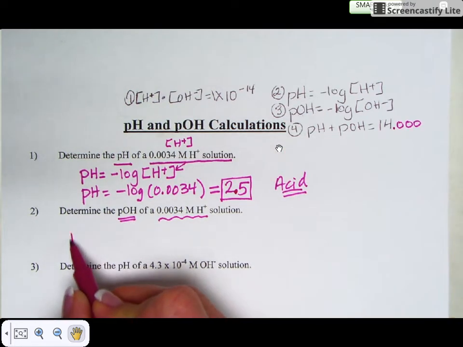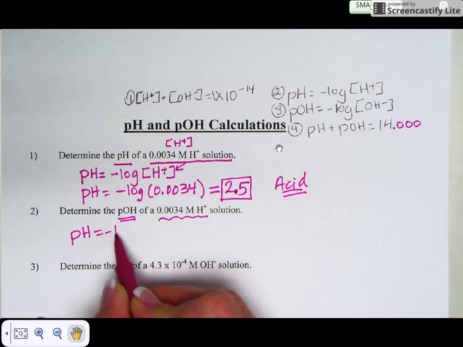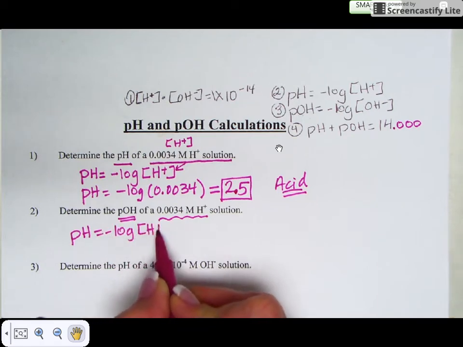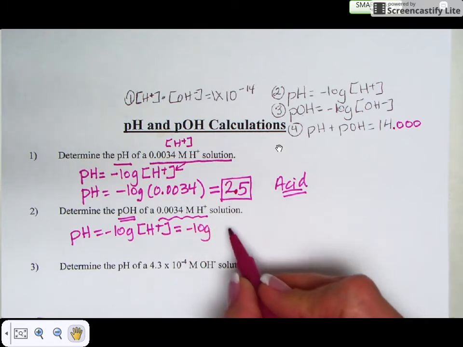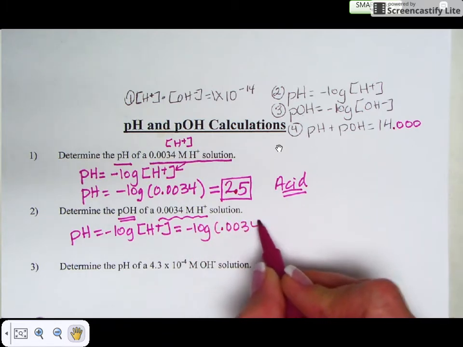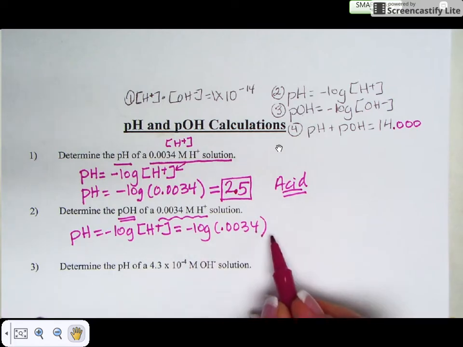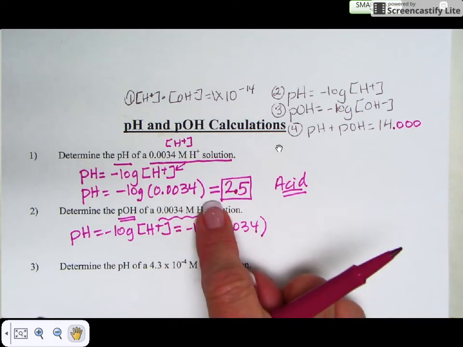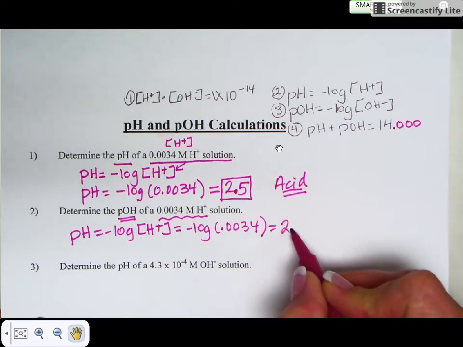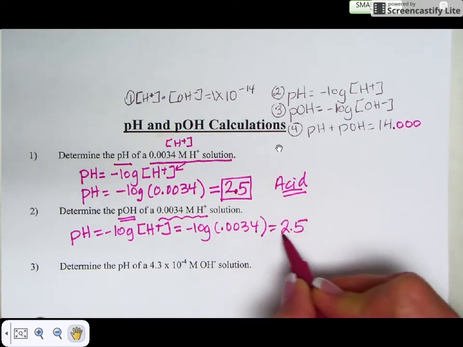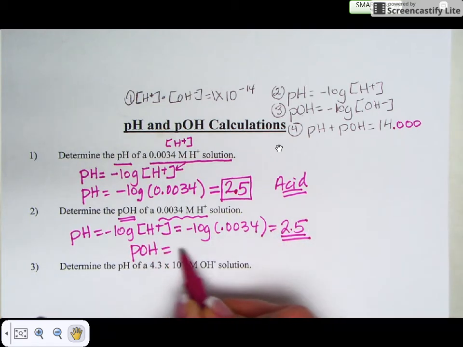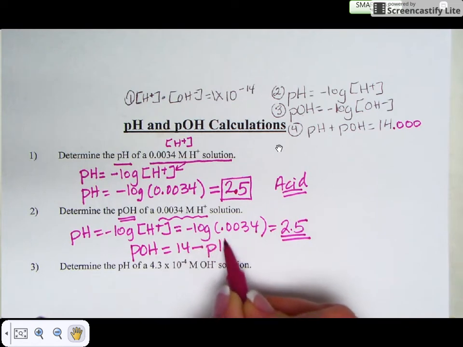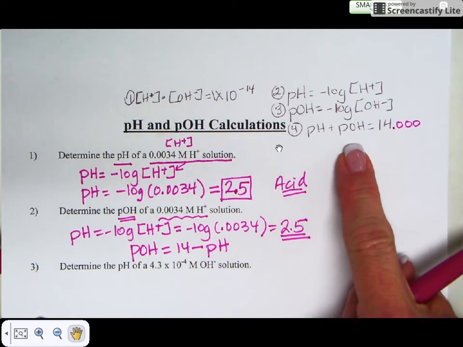So I'm going to first plug in pH equals negative log of H. So that's going to be negative log of 0.0034. And if you plug that in, it's actually what we just plugged in up here, if you pay attention to that. So up here we have the pH is 2.5. So if we want to now find the pOH, pOH is equal to 14 minus the pH. Now I just took this formula and rearranged it.